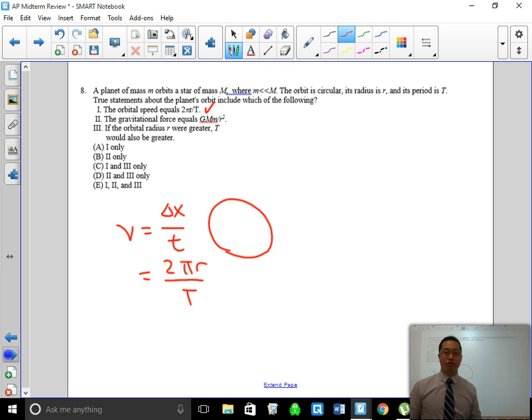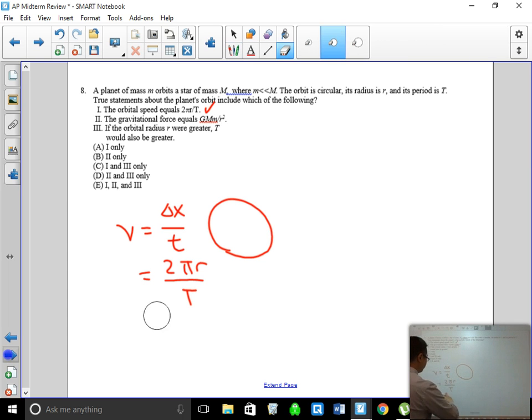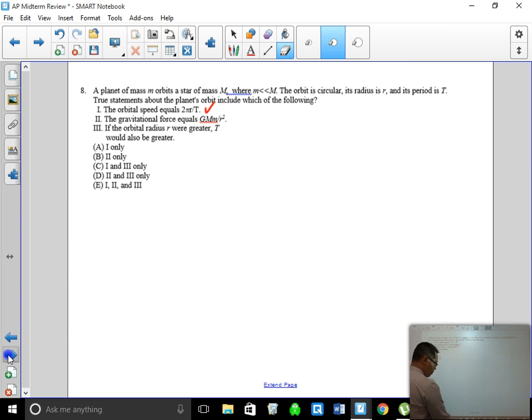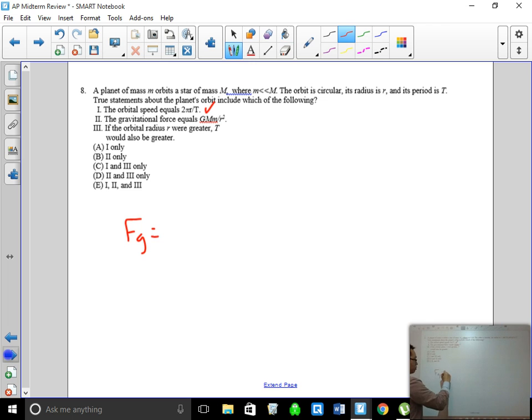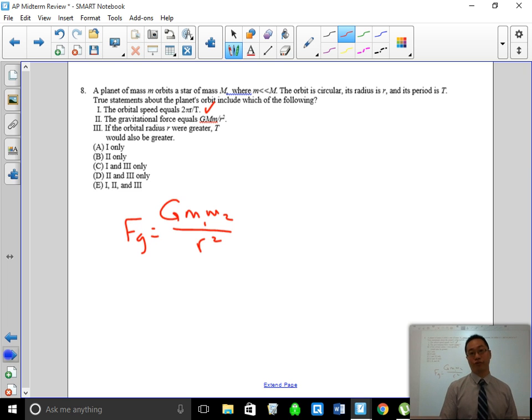If we're asking about the gravitational force, Fg equals G m1 m2 over r squared. That's simply knowing the formula and of course recognizing that it's on your reference table. So the gravitational force acting on it has to be according to the formula. So again, that's true. They're asking if the orbital radius r were greater, then the period would also be greater.